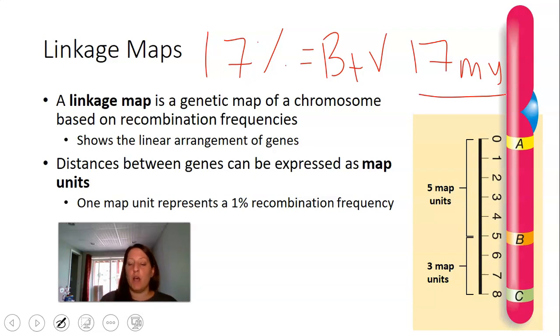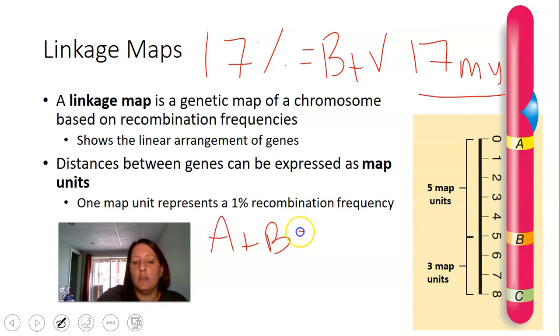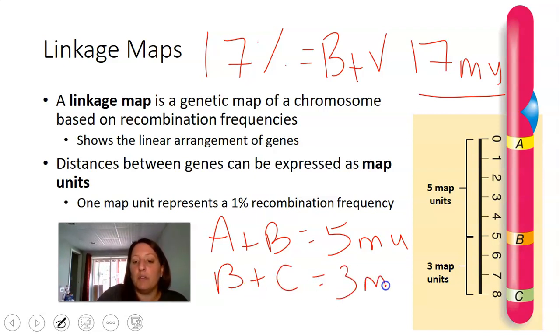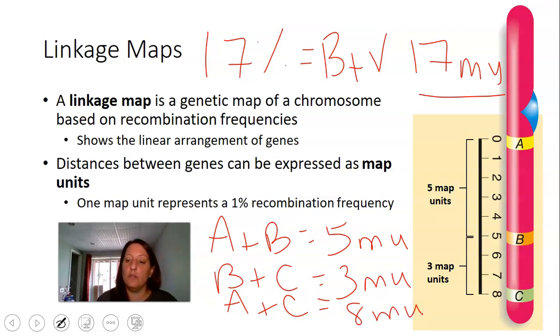Okay? So in this little example here, and we've got some more in the genetics problems that we're going to be doing, the recombination frequency between the A and B gene is 5%, or 5 map units. The recombination frequency between the B and C gene is 3 map units, or 3%. So my question for you is, what's the recombination frequency between the A and C gene? We would know that it's 8. Okay, 8 map units.